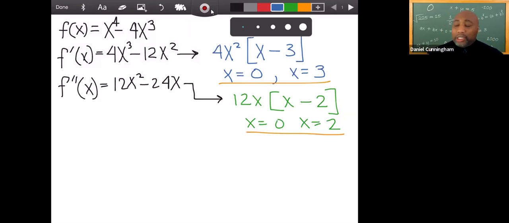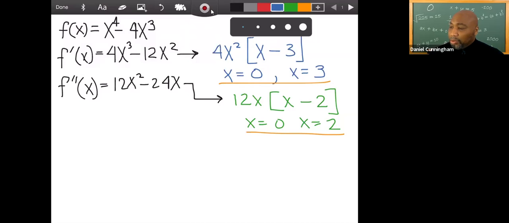Give me a number between 0 and 2. We can use the value 1, plug that into the second derivative again, plugging it right here. That'd be 12, a negative. So a positive times a negative number is a negative.